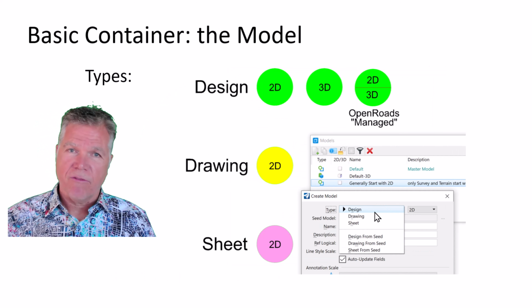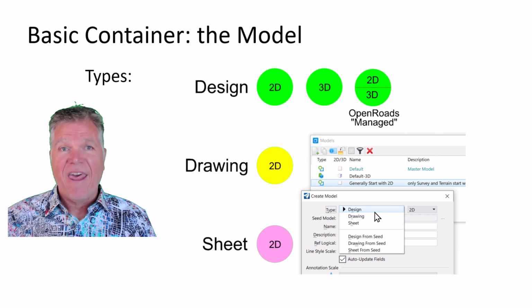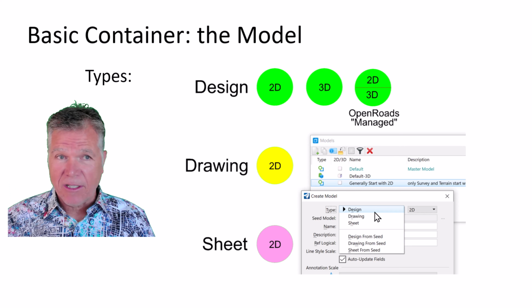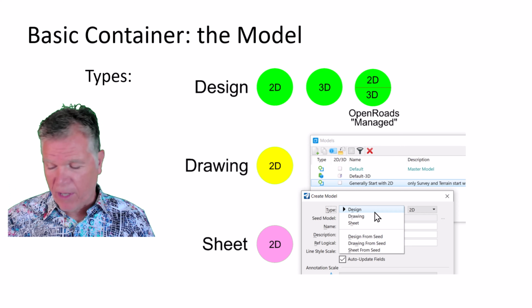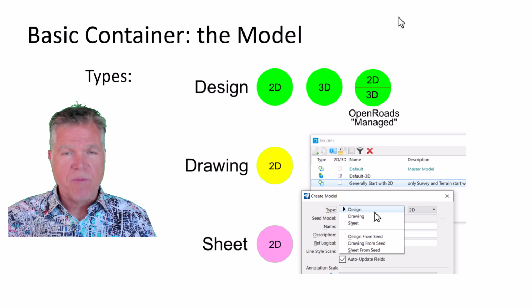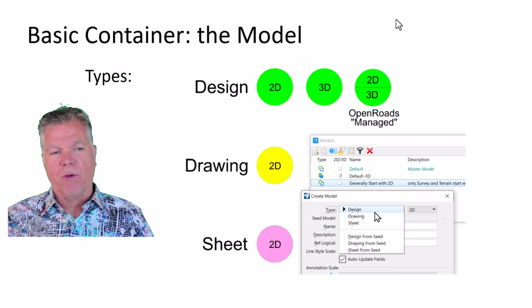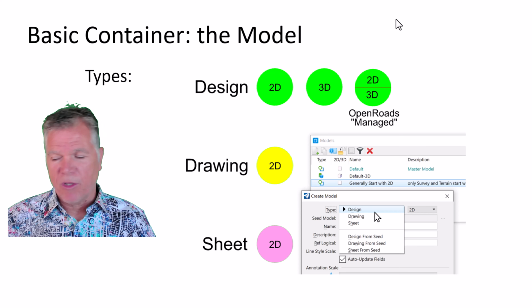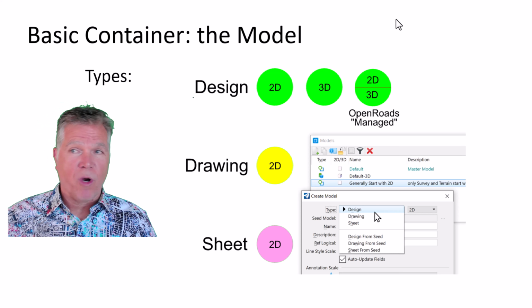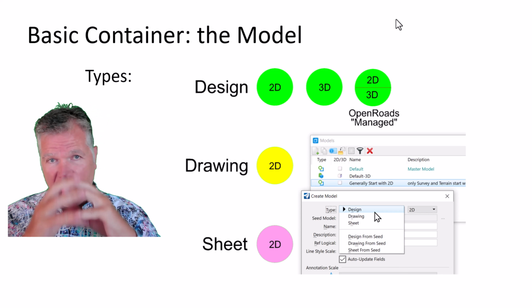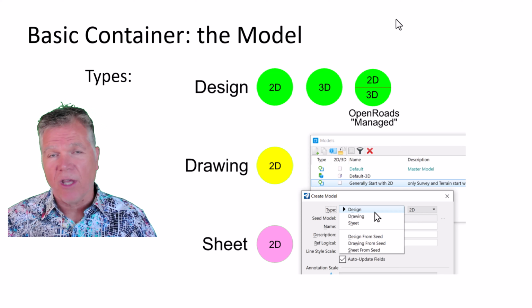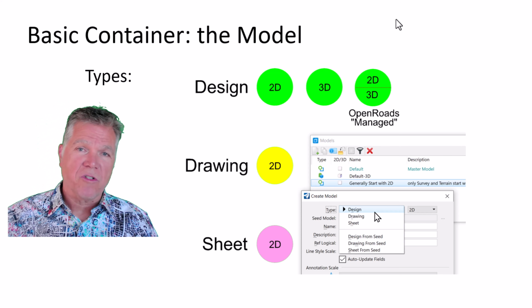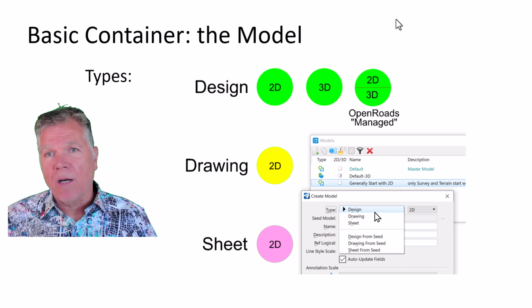Now these fundamental units are stored in a container. The basic container is not the DGN, it's a model. And there are several types of models. The design models tend to be where the engineering occurs. It could be 2D, it can be 3D. In the case of OpenRoads projects, you have 2D and 3D combined together. It manages that. In, say, InRoads, you typically add a 2D or a 3D design model.